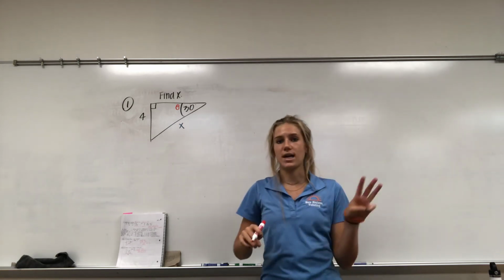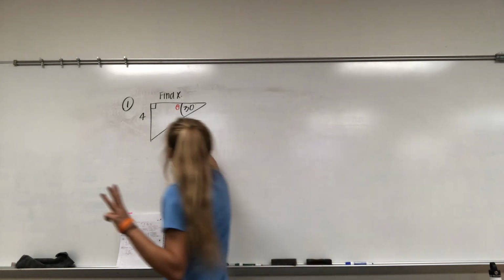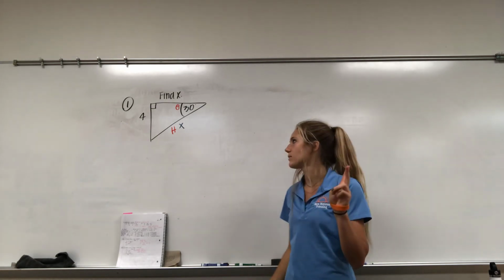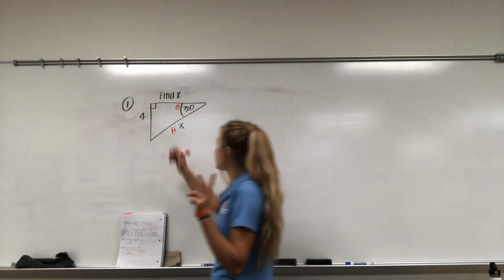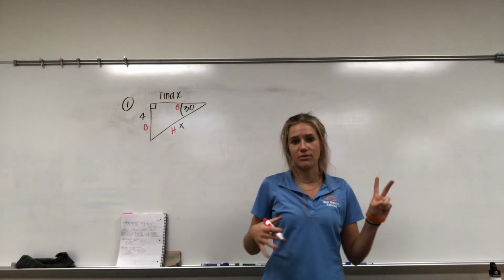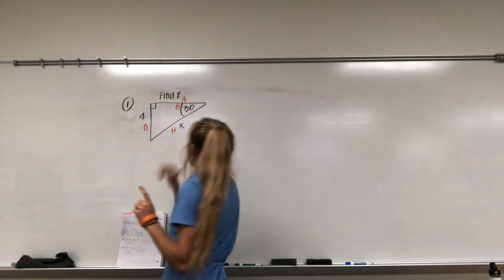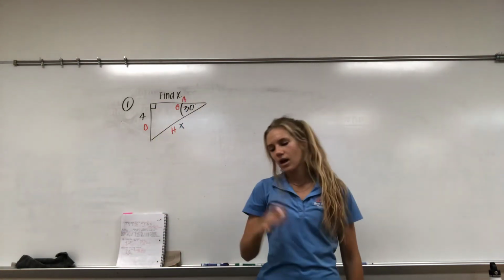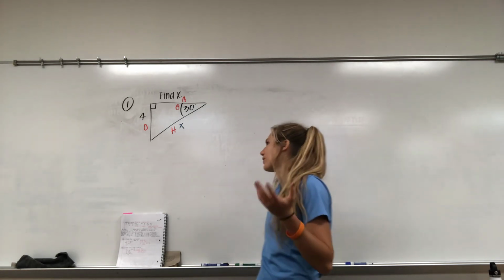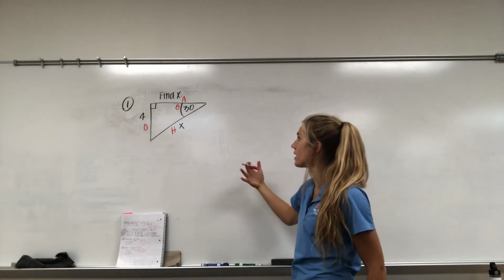So I have 3 different sides that I need to label: opposite, adjacent, hypotenuse. I know that this side is going to be my hypotenuse, opposite the 90 degrees, that's the longest side. I know that this side is going to be my opposite because it's opposite my reference angle. And lastly, this is going to be my adjacent side because it's the other side, other than the hypotenuse, that is right next to my reference angle. So that is my triangle labeled.